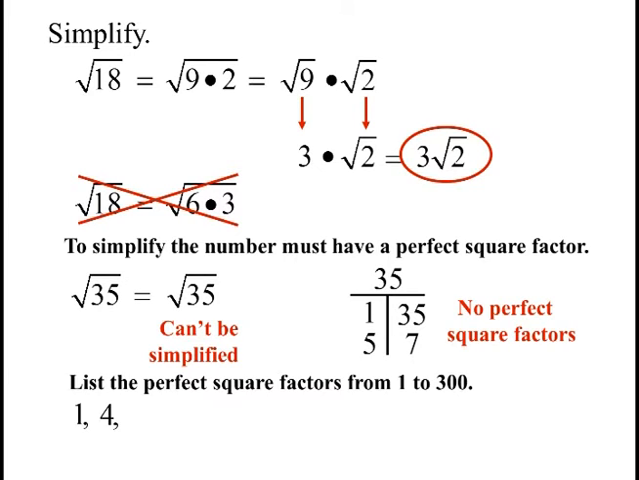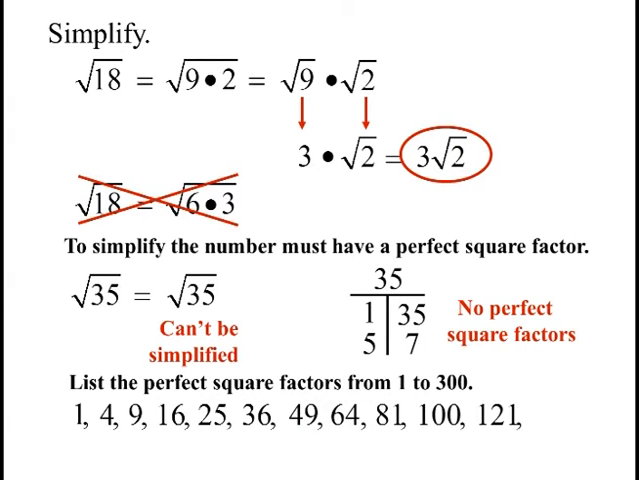They are 1, 4, 9, 16, 25, 36, 49, 64, 9 times 9 is 81, 10 times 10 is 100, 11 times 11 is 121, 12 times 12, 13 times 13, 14 times 14, 15 times 15, 16 times 16, and 17 times 17. That should be good enough to help you simplify any radicals that you'd see on a test.